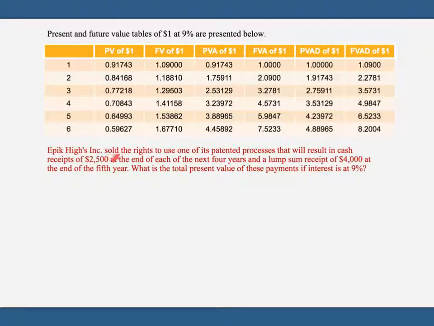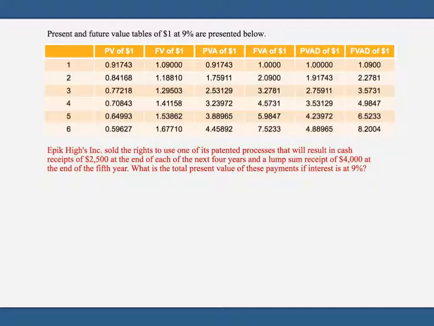Let's take a look at our fourth and final question. Epic Highs Incorporated sold the rights to use one of its patent processes that will result in cash receipts of $2,500 at the end of each of the next 4 years, and a lump sum receipt of $4,000 at the end of the 5th year. What is the total present value of these payments if interest is at 9%?